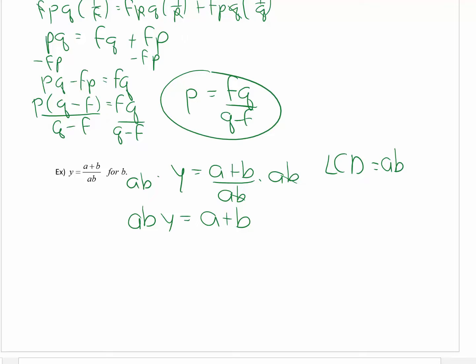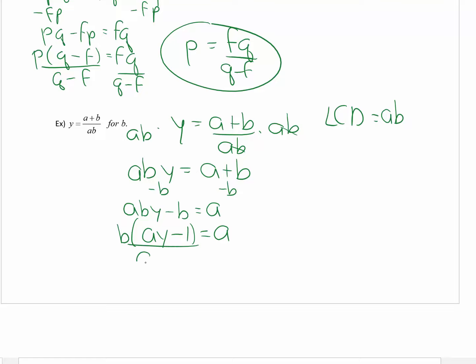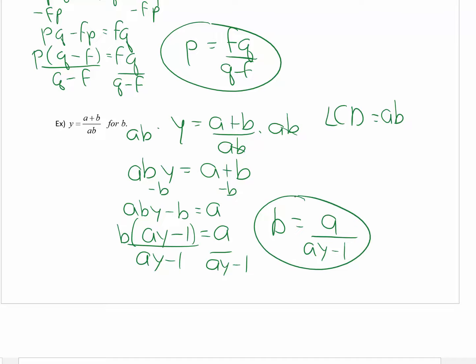Similarly to the last example, I want to get all my terms that contain B on one side, so I'm going to subtract B. Now, the two terms on the left, I can factor out a B from both terms. That leaves me with a Y. B divided by B is 1. And again, now I can divide both sides by the other factor, which in this case is AY minus 1. And now we've solved the equation for B.